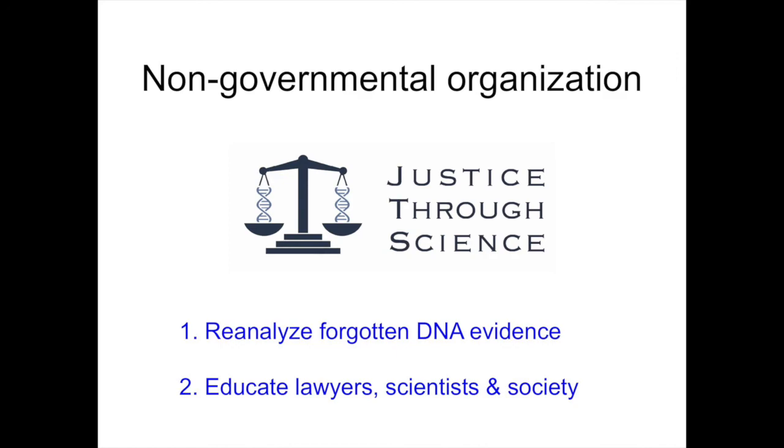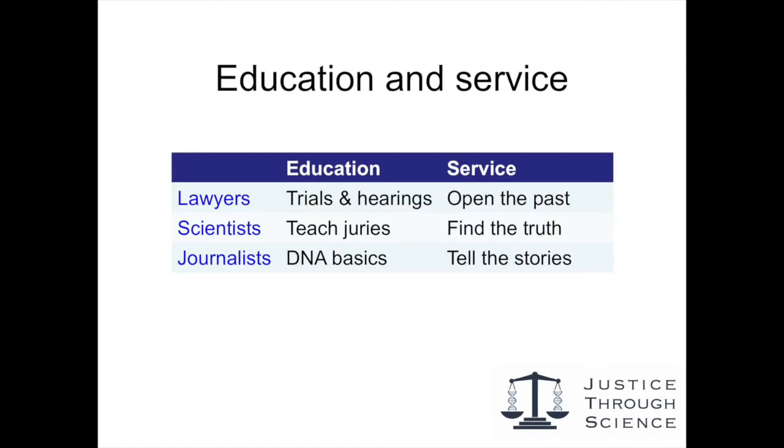Its main tasks are to reanalyze all this forgotten DNA evidence and educate lawyers, scientists, and society. And this is how it will provide education and service. On the education front, lawyers need to understand how to litigate scientific evidence that may have problems. They have to know how to ask one question in 70 different forms. What is the scientific basis of your method? What is the scientific basis of your conclusion? And they can't stop at a surface level, because when there is no scientific basis, that can come out in court. We need a new round of scientists who embrace math, teach it, are comfortable with it, make other people comfortable with it, so they can educate juries about DNA. And we need journalists to understand the DNA basics, so even something as simple as match statistics are reported properly.